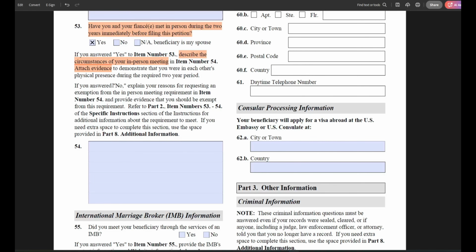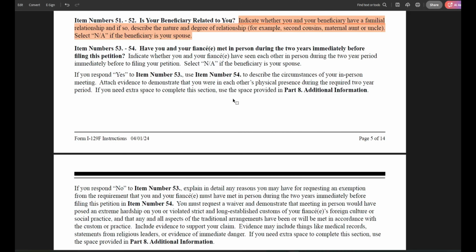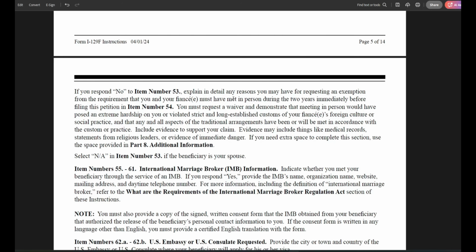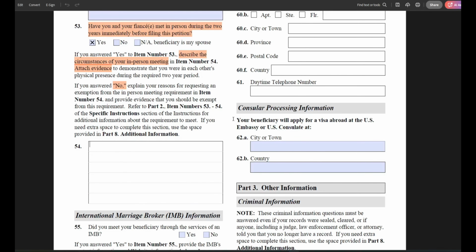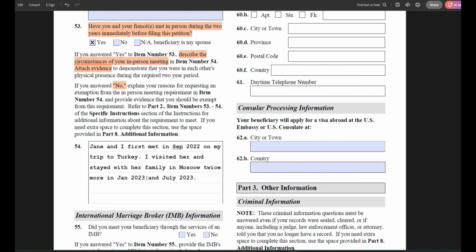And if you answered no, for example, you had a religious exemption, which is described in the form instructions, you will need to explain why you are requesting this exemption. So let's say we have met, so we're going to provide an explanation that looks something like this. You can describe when you first met and where it was. Then you can explain when you have met again and provide places and dates. And you will need to provide evidence of those in-person meetings.